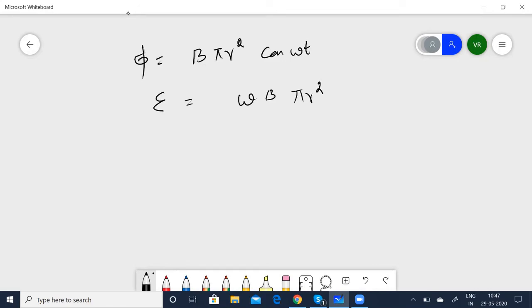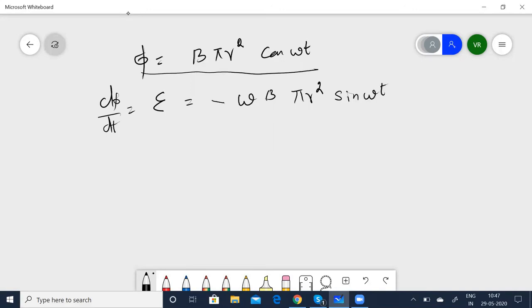We are now going to differentiate this equation with respect to t. So that would give you d phi by dt, which is equal to E. On differentiating, cos omega t gives minus omega sine omega t. So that will give you minus omega B pi r squared sine omega t.